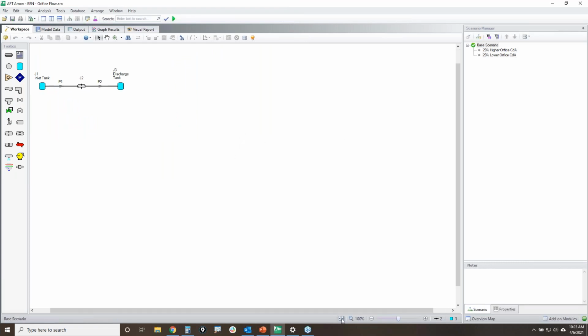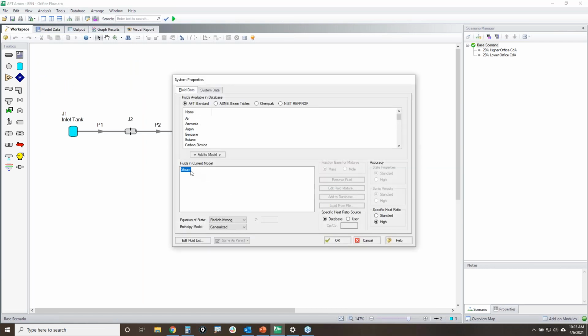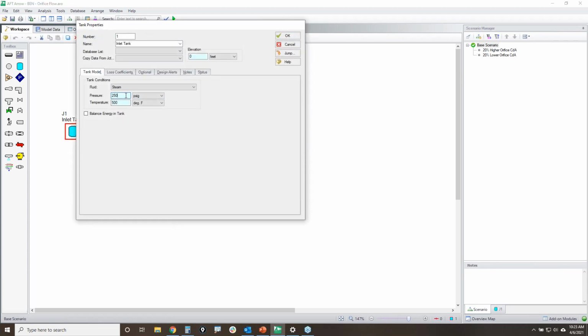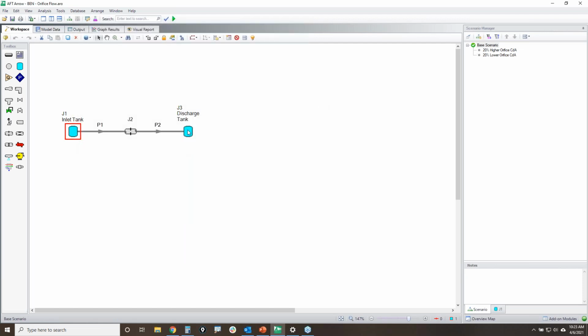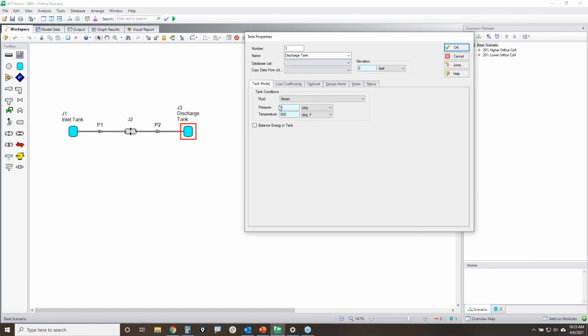Okay, so here's our orifice plate, and the gas that we are modeling is steam. We have our inlet tank at a pressure of 250 psig, temperature 500 degrees Fahrenheit. We are then discharging out into a discharge tank at atmospheric pressure, 0 psig.